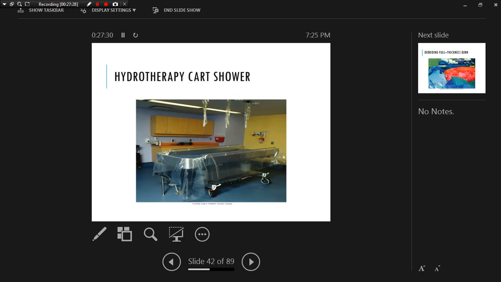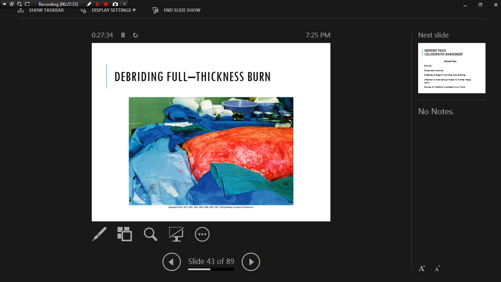Just a picture of a hydrotherapy cart shower. Just a picture of debriding of a full thickness burn.